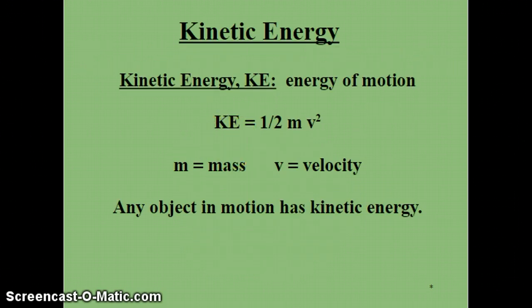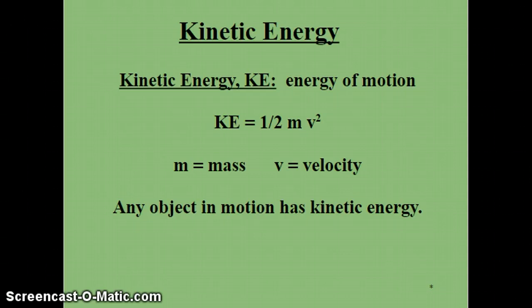First form, KE or kinetic energy, simply put is the energy of motion. So the larger an object that you have and the faster it goes, the more energy of motion you'll have. If you look at the formula here, the M stands for mass, V stands for velocity. So any object that has any motion whatsoever will have kinetic energy.